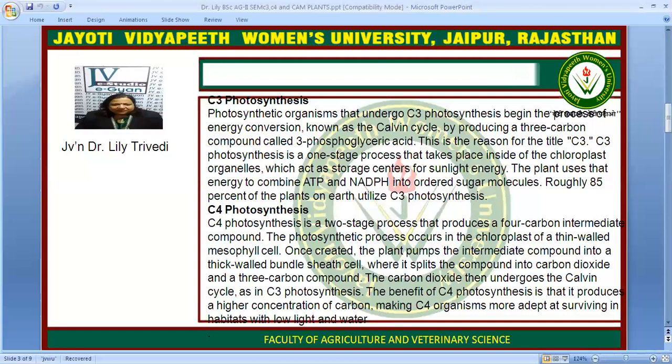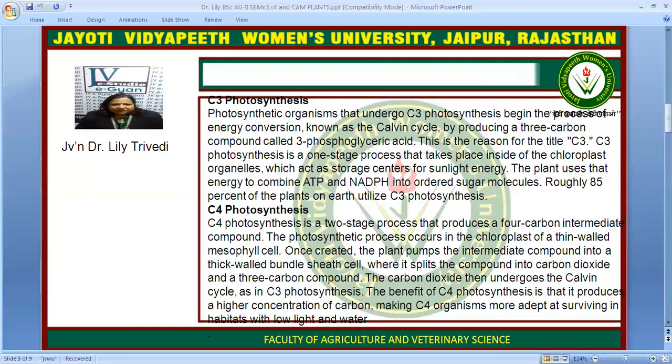Now the C3 photosynthesis is a one stage process that takes place inside the chloroplast. Now these chloroplasts are storage centers for sunlight energy, and they use the energy to combine ATP and NADP to convert into sugar molecules. About 85% of the plants are C3 plants.